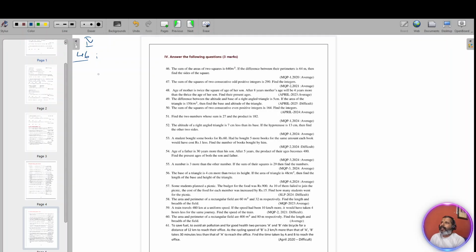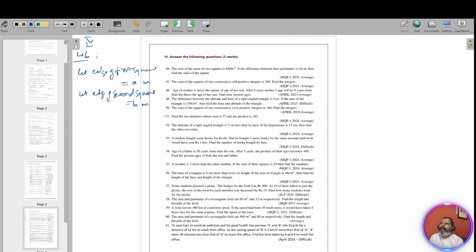46th. Sum of the areas of two squares is 640 meter square. Sum of the areas of two squares means, let the edge of the first square be equal to a meters. Then let the edge of the second square be equal to b meters. Meters is enough.